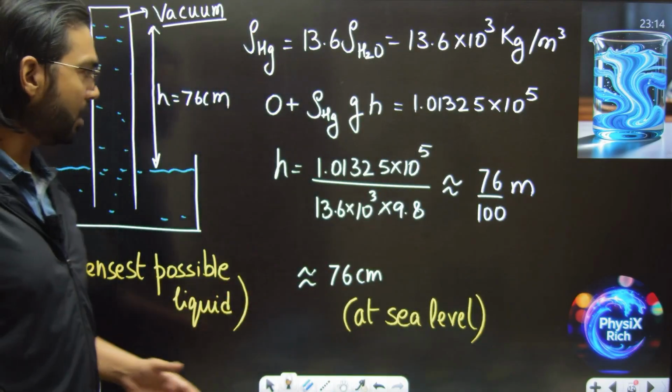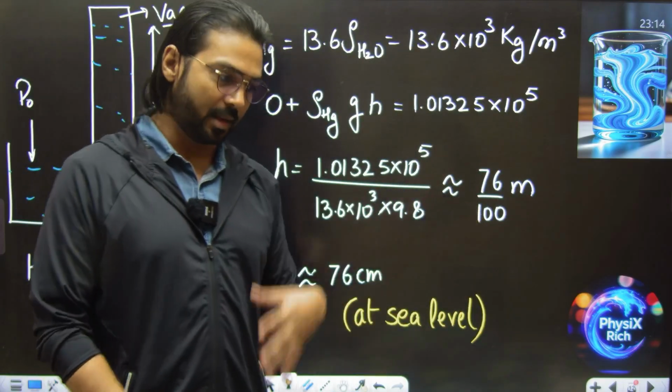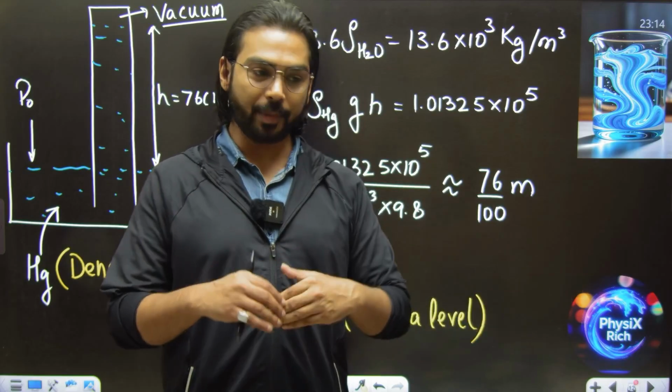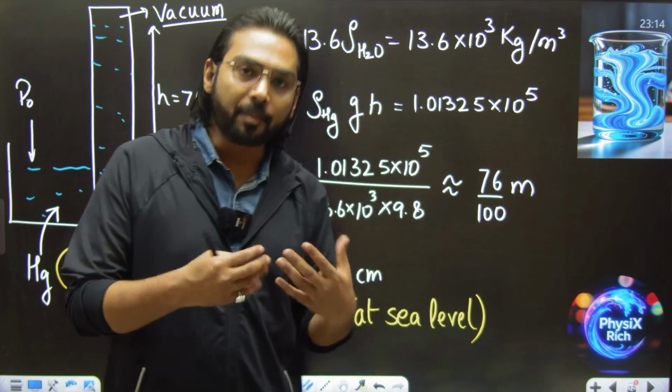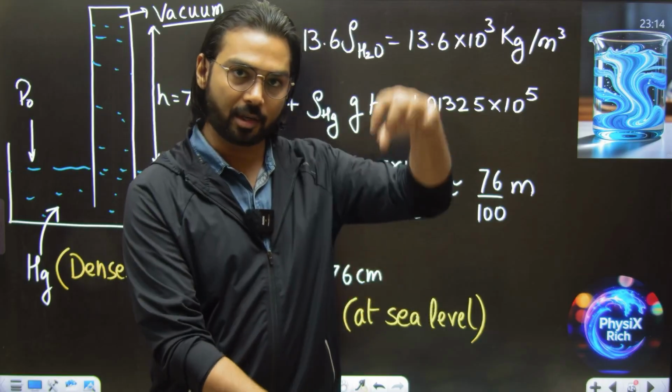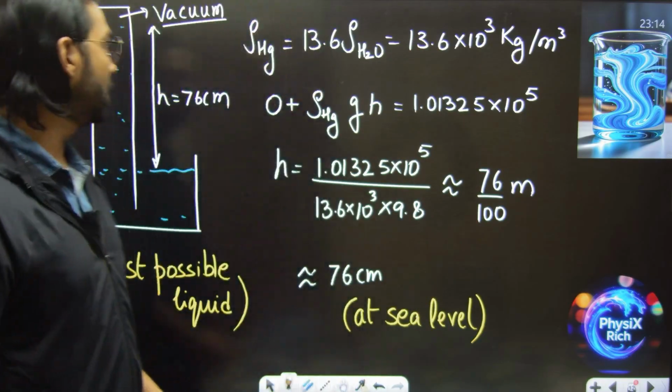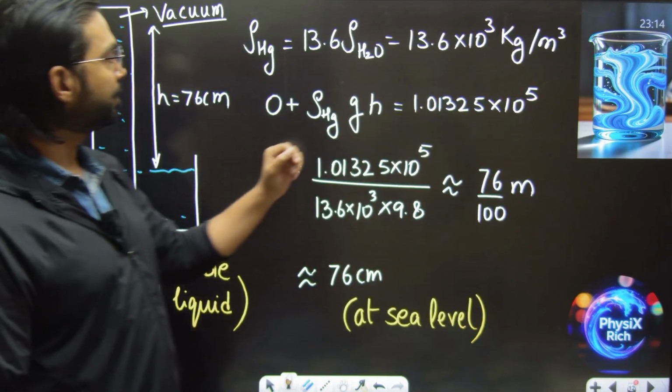Obviously, it doesn't mean that 76 centimeters is the same thing as 1 atmospheric pressure. No, you don't mean to put it that way. It means that a column of 76 centimeters of mercury would apply the same pressure as the entire atmosphere does. And you can calculate it from here.